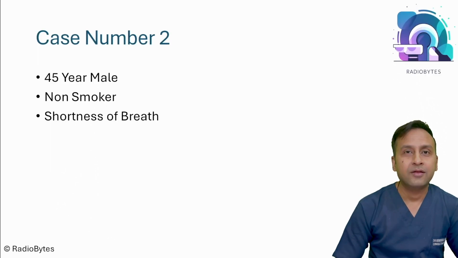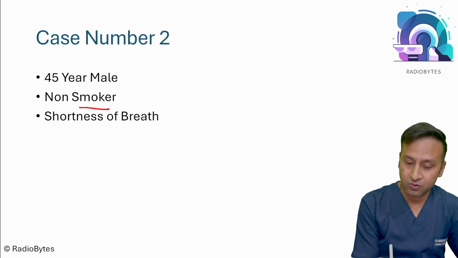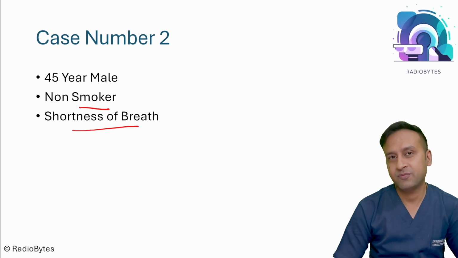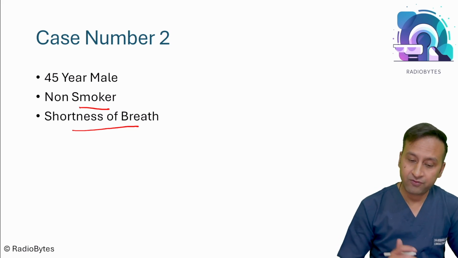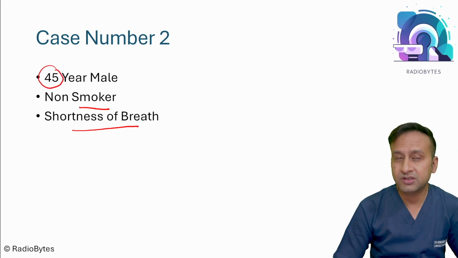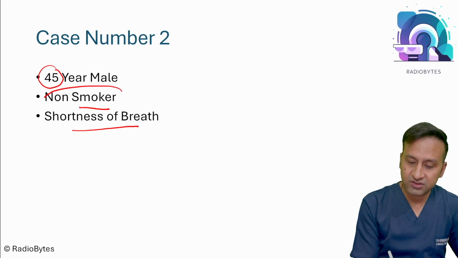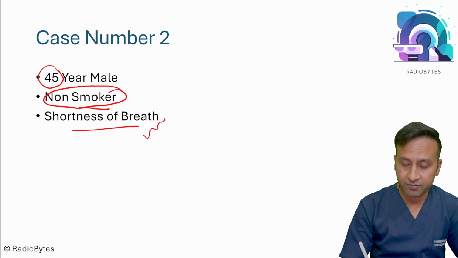Now, our second case is that of a 45-year-old male who's a non-smoker and who's coming to us with shortness of breath. Now, if you have observed carefully, there are two basic contrasting differences between our case number one and case number two, depending upon the clinical history. First is the age of the patient. This is a relatively younger patient. The other patient that we saw was 65 years of age. This patient is a non-smoker, so we don't expect emphysema in him. And still, he's complaining of shortness of breath.